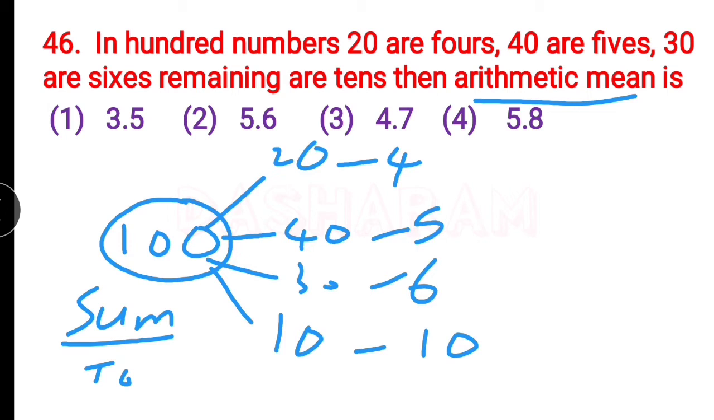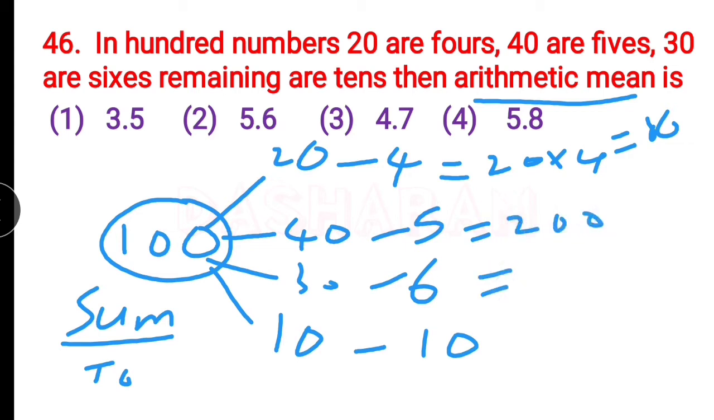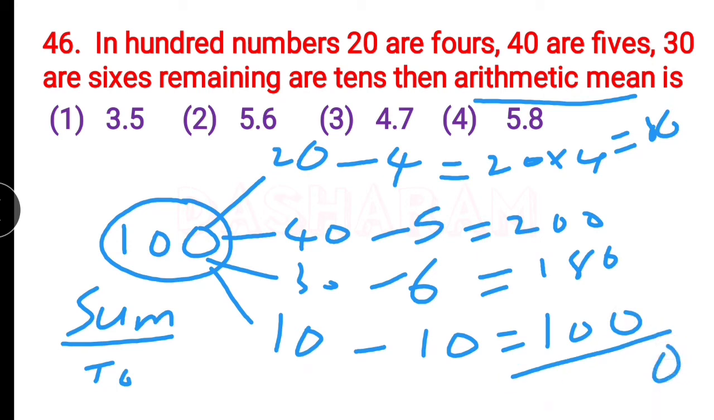So let's find out the sum. How many 4s are there? 20 4s are there. Then their sum will be 20 into 4, which is 80. Next, how many 5s are there? 40 5s are there. 5 into 40 is 200. How many 6s are there? 30 6s are there. 30 into 6 is 180. And how many 10s are there? 10. So 10 into 10 is 100. So then the total sum is: here all are zeros in the unit place, 8 plus 8 is 16, 1 carry, 1 plus 1 is 2, 3, 4, 5.